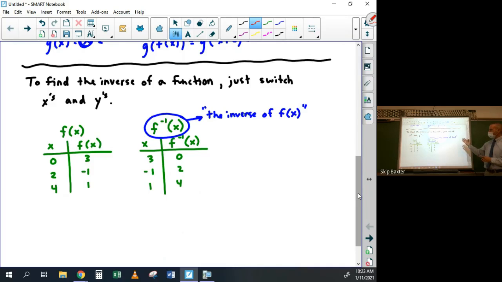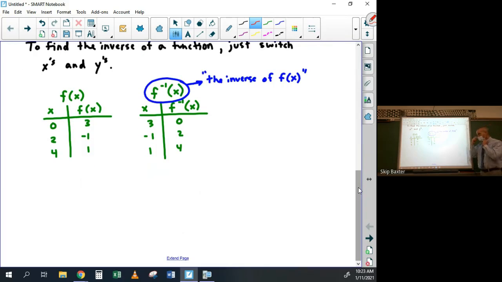To find the inverse of a function, you just switch x's and y's. So if it's a list of points, super easy. If it's an arrow diagram, super easy. You just switch x's and y's. Arrows will be going the other way. Okay, instead of going from 0 to 3, it will go from 3 to 0. Make sense?